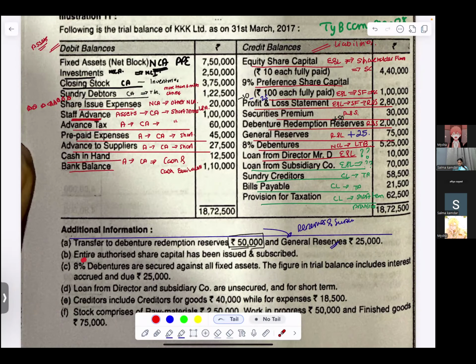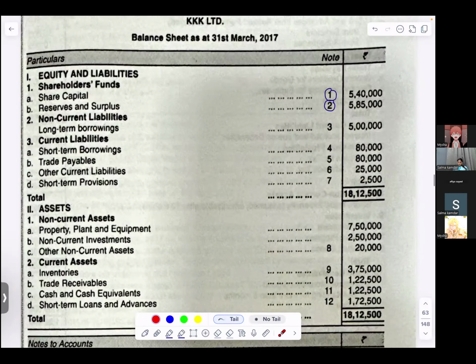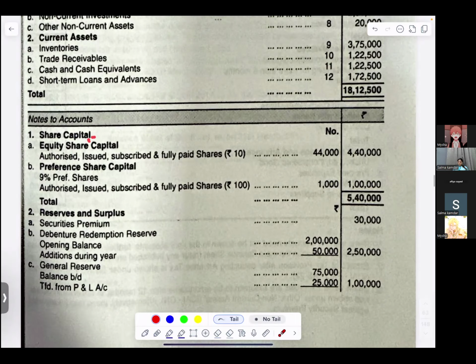Read this. What is it saying? Entire authorized share capital has been issued and subscribed. That means this was only the authorized share capital, and this was only the issued and subscribed capital. So when you go to the share capital section, you will write authorized, issued, and subscribed as the same thing. Otherwise, you write authorized separate, issued separate, and subscribed separate. So authorized, issued, and subscribed is basically the same thing. I hope you're with me.